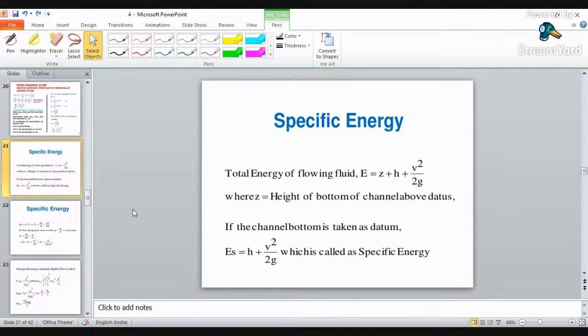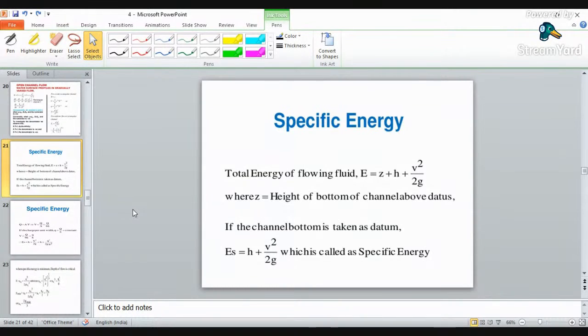Now, we know that specific energy is nothing but a summation of datum head, water head and velocity head. That is Z plus H plus V square by 2G. Okay. If the height of the channel bottom is the same as the height of the water, that is the channel bottom is horizontal, then the energy equation will be reduced to E equals H plus V square by 2G. So ES, that is specific energy, is given by H plus V square by 2G for horizontal beds.